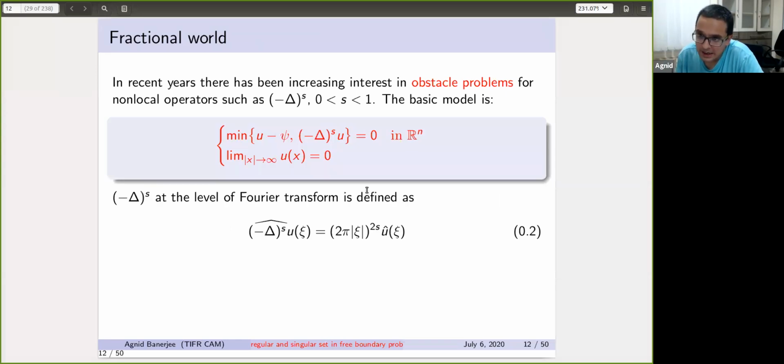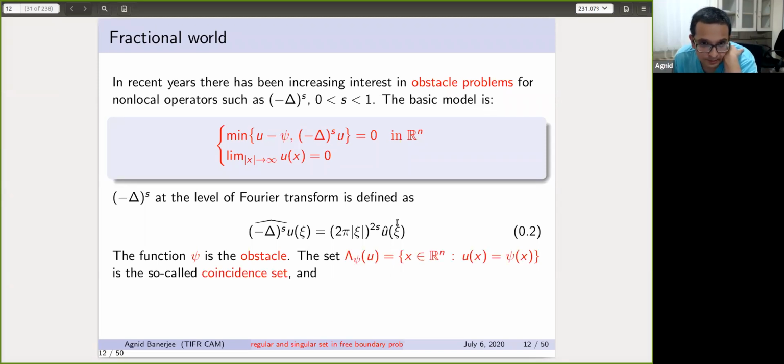You look for the least s-superharmonic function which stays above an obstacle. And just for some technical reasons, so that the non-local operator is defined, you insist that the function decays at infinity in a certain way. Just for the sake of completeness, the fractional Laplacian can be defined in many ways. One way is at the level of the Fourier transform in this manner. It is an operator of order 2s. In this case, the function psi is the obstacle.